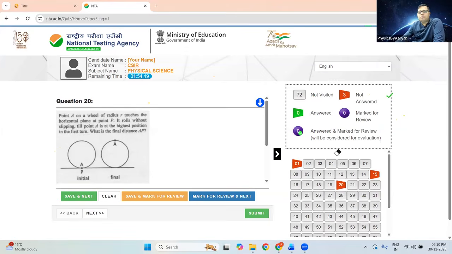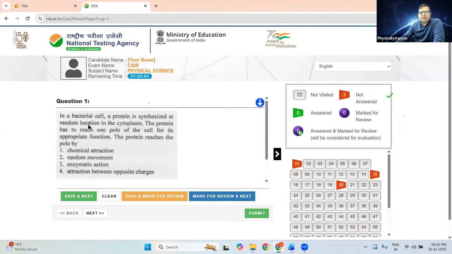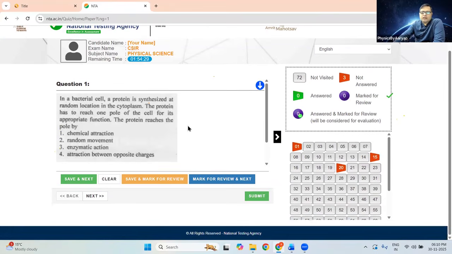How do we attempt part A? Let's say this is question number 1. Question number 1 here is: in a bacterial cell, all protein is synthesized randomly. Some random question is there. I have no idea. As a physics student, I have no idea how to do this question. I will never come back to this question. So the idea is to skip the question as fast as you can and give more time to the questions which you are actually attempting. Skipping quickly and giving more time to the questions which I know and which I'm going to attempt. So this question I'm never going to come back to. I'm not going to do anything with this question.